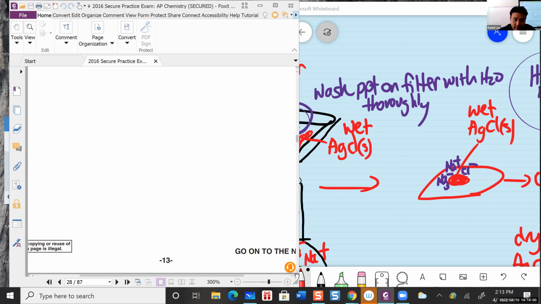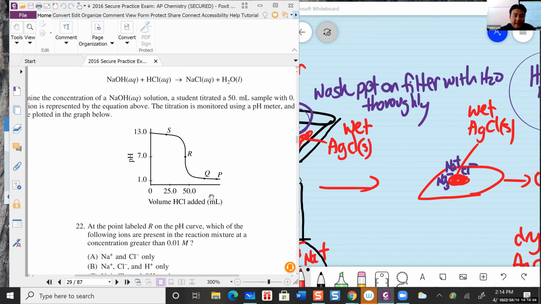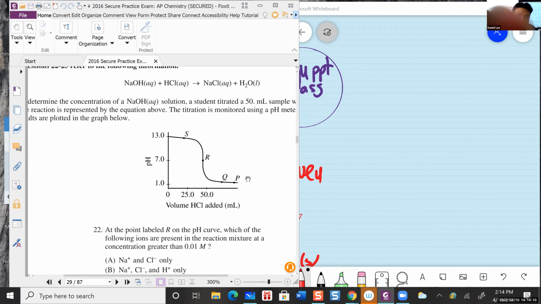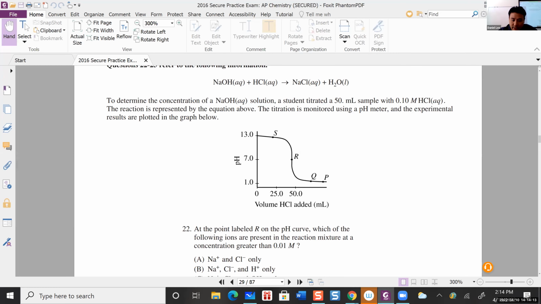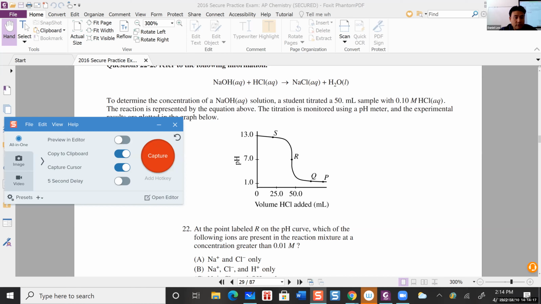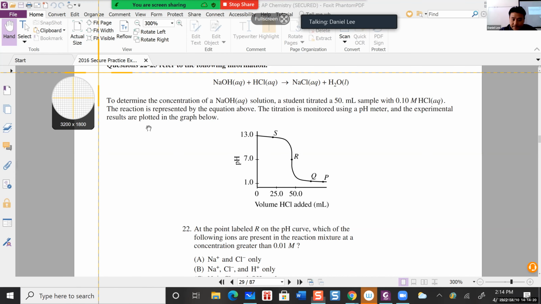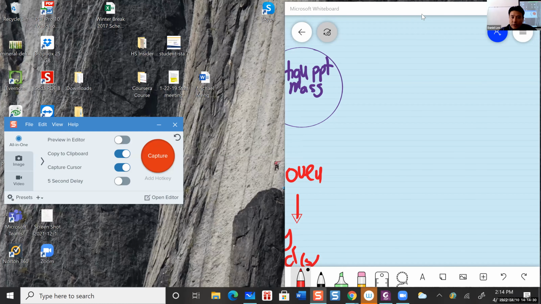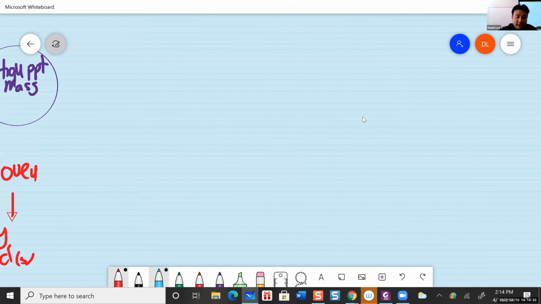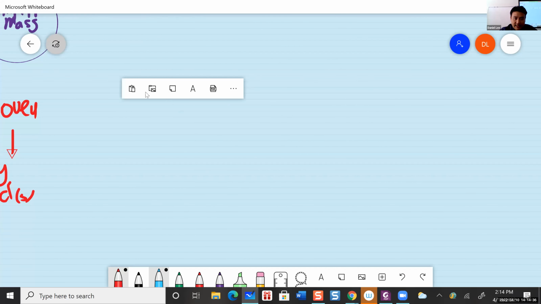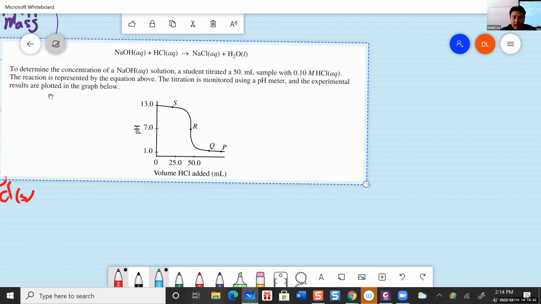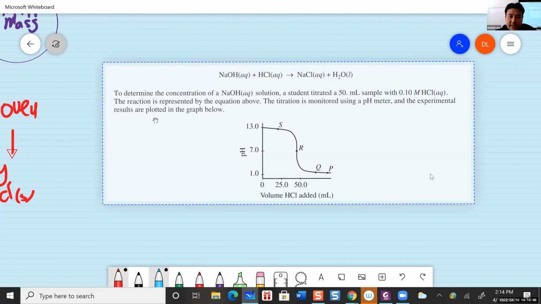Let's look at number 22. For 22, we have data in the set, and this looks like a strong acid, strong base titration. So in a strong acid and strong base titration, you will get pH 7, only strong and strong. How do I know this is a strong acid and strong base? Well, because of the equation. Sodium hydroxide is a strong base. HCl is a strong acid. So if you were to write the net ionic equation, you would have just H plus plus OH minus produce water. All the other ions are spectators. So this is your strong acid and strong base.